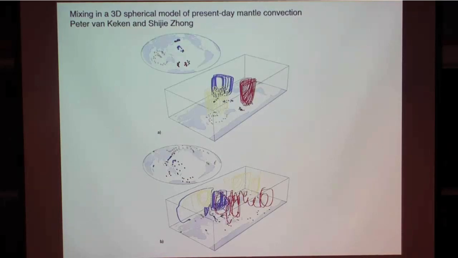But in 3 dimensions, that isn't true. A particle path can be completely chaotic without the element of time variation. And so that really complicates our job of computing mixing. So this is a model by Peter Van Keken and Shijie Zhong in which they introduced 3 tracers, a blue one, a red one, and a yellow one, and they're following their particle paths in 2 different steady state flows with time. And you can see how complex those paths are.